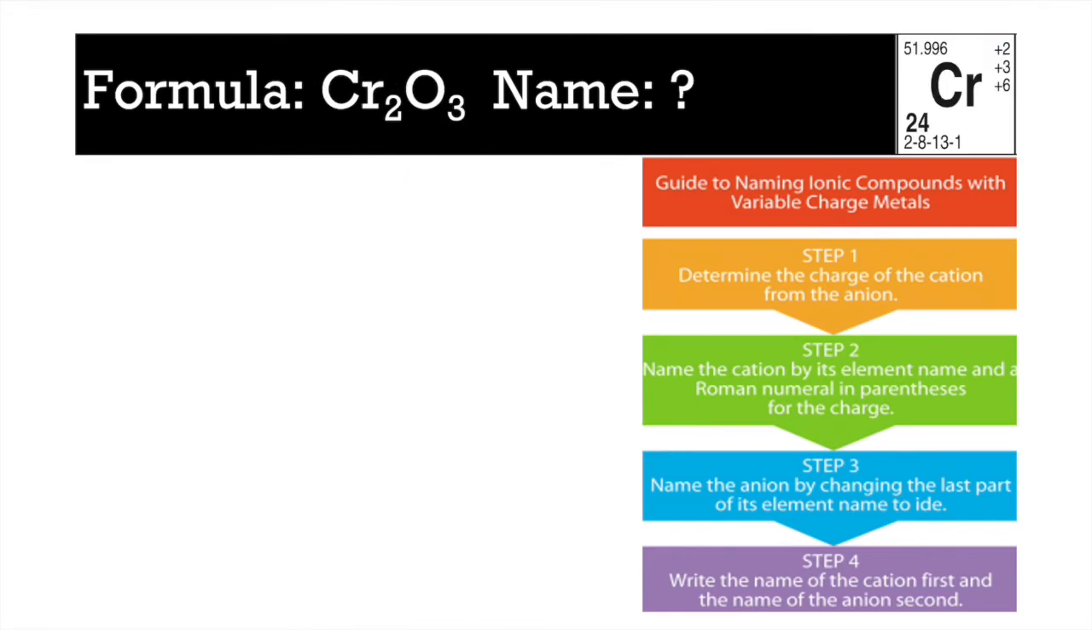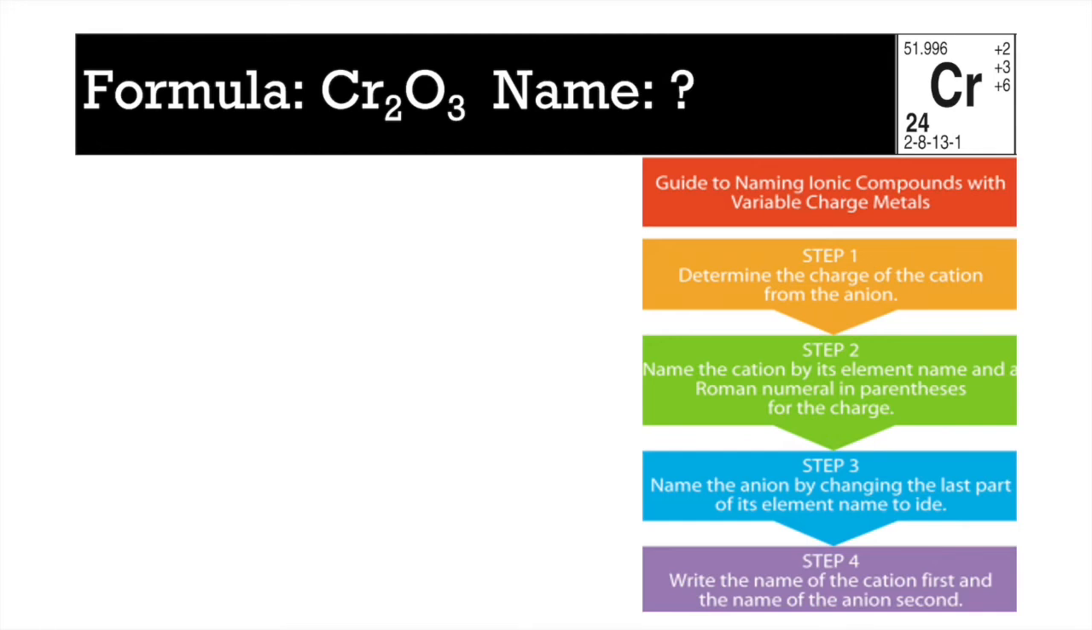So now we have Cr2O3. We want to figure out what its name is. Now, Cr is chromium, but we can't just say chromium because it has multiple different versions of it. A +2 version, a +3 version, and a +6 version. So we have to figure out which one of those versions we're using. So what is the last name of chromium?